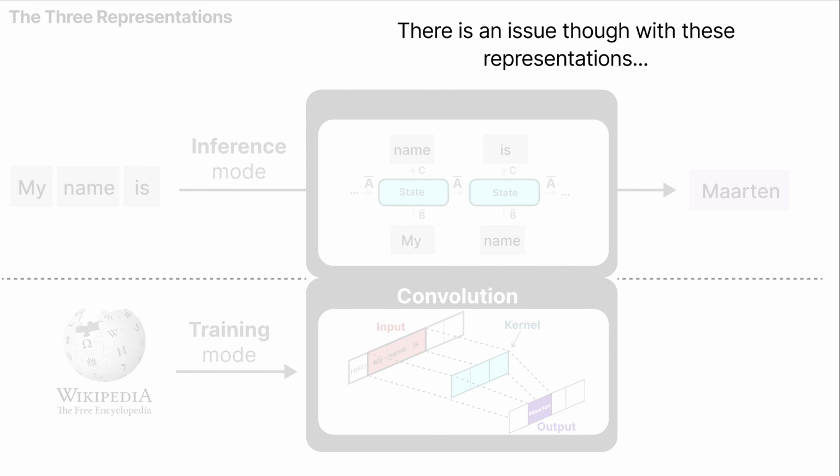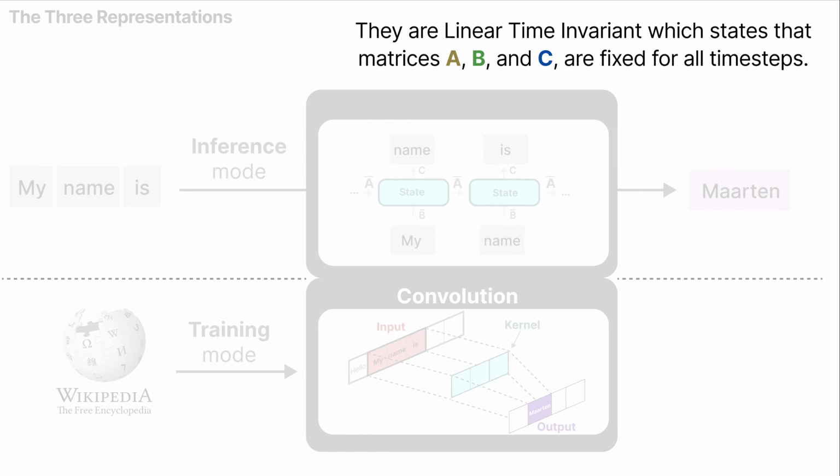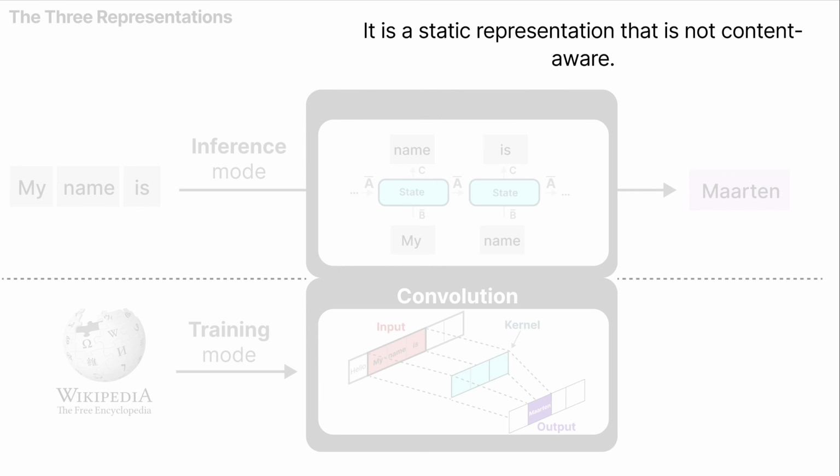There's an issue though with these representations. They are linear time invariant, which states that all matrices A, B, and C are fixed for all time steps. It is a static representation that is not content aware, and something to keep in mind.